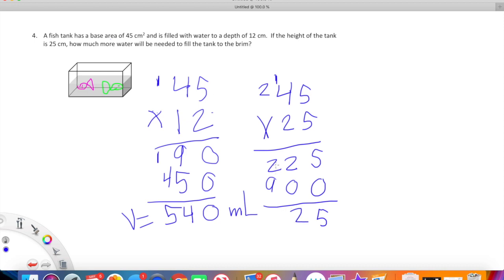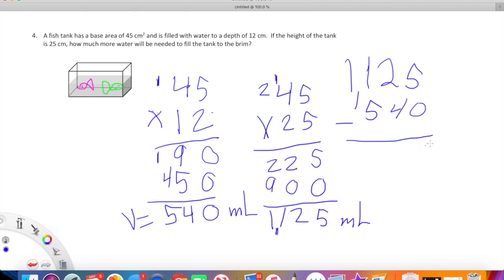2, and 2 plus 9 is 11. So this means it is 1,125 milliliters. Now to find out how much more water we will need, we'll do 1,125 minus 540.